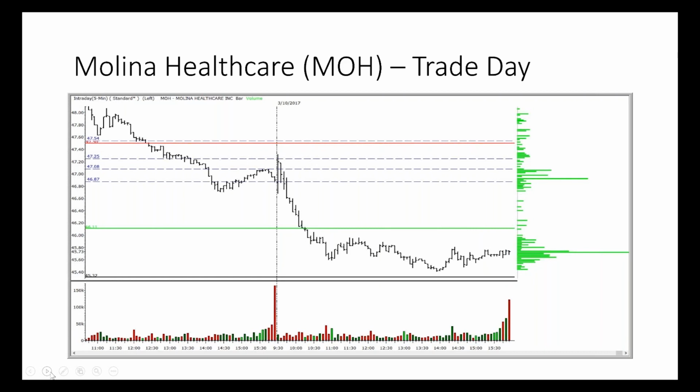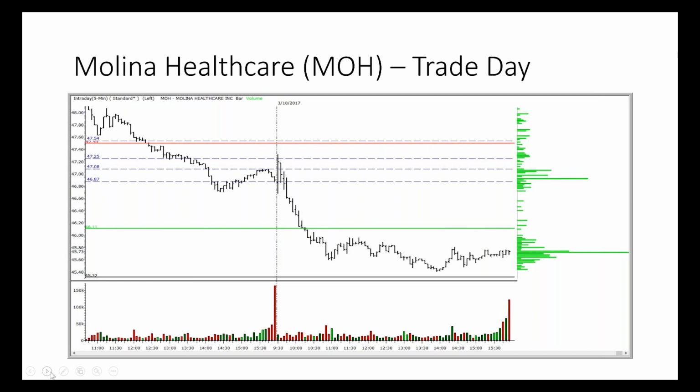I try to show you things that didn't play out the following day to show you there's still opportunity. But here's one that wound up going in our direction, and by staying alert, in this case you managed to get in early. You're not going to get that first bar. You're not going to get that 47.25 reversal.